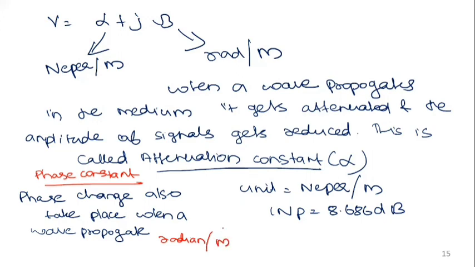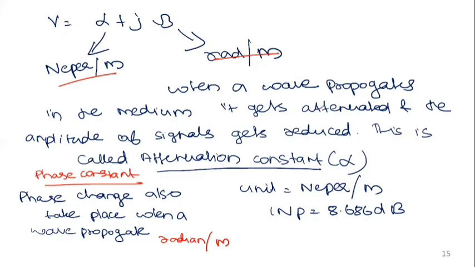So if a 3-mark question comes, you write these two statements: you write gamma is alpha plus j beta, then you should write the units also. That will give you 3 marks. Then they cannot reduce your marks. So these are all the things you should do.